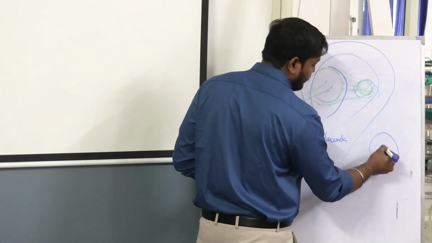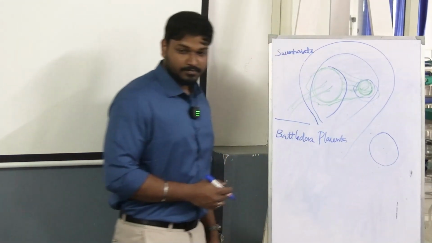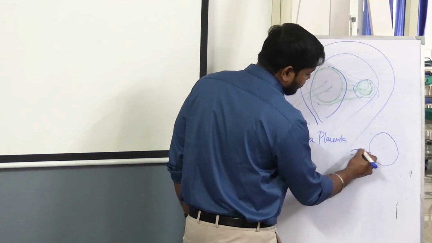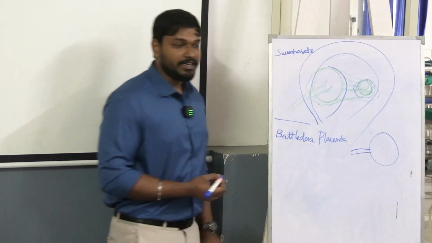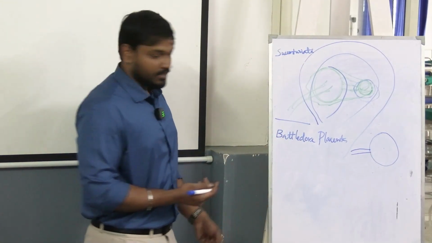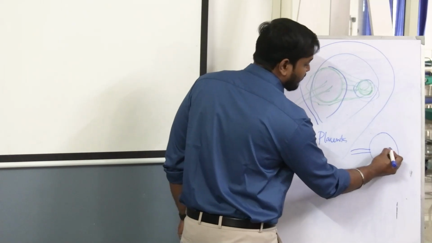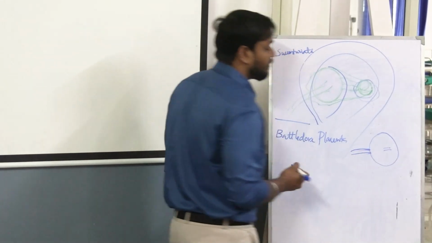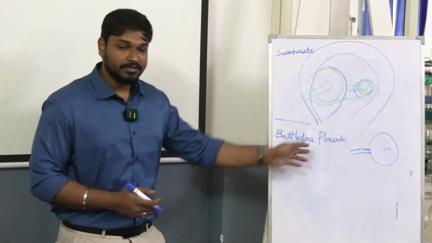Normally the cord is attached to the center. Okay, in battledore placenta the cord is attached to the rim at any edge. ঠিক আছে, normally it is attached here center, but in battledore placenta একটা corner এ attachment হয়. So what will be the complication here?